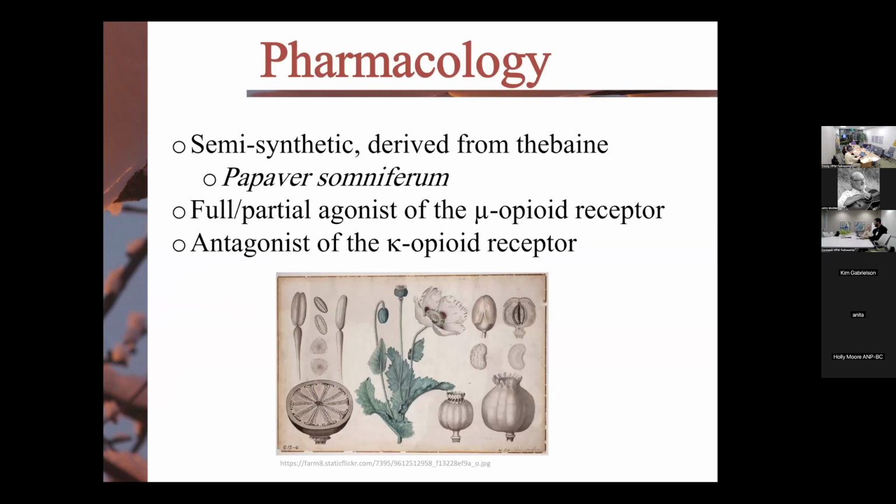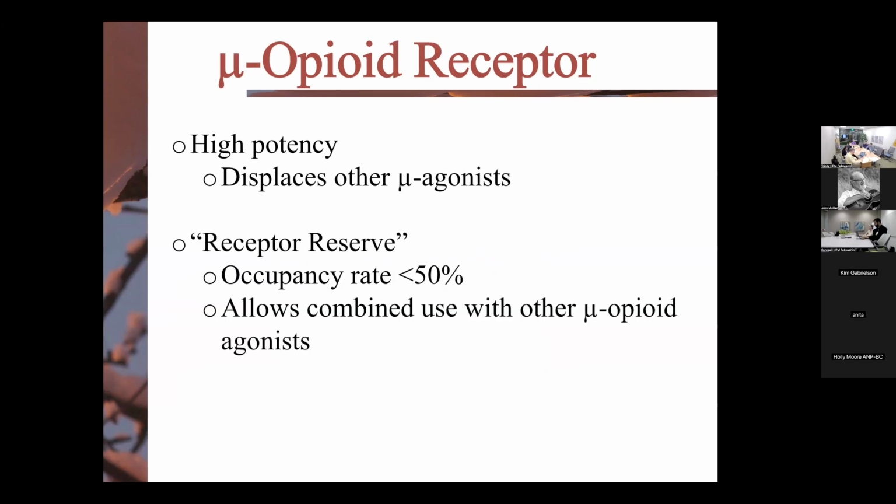So let's look at the pharmacology. Again, it's semi-synthetic, comes from the poppy. What I want you to take away from here is it's a full and partial agonist of the mu receptor. So agonism on the mu receptor, but it's an antagonist on the kappa receptor. When we say it's an agonist antagonist, it's because it's working on two separate opioid receptors, having two separate mechanisms on that front. So let's look at the mu receptor.